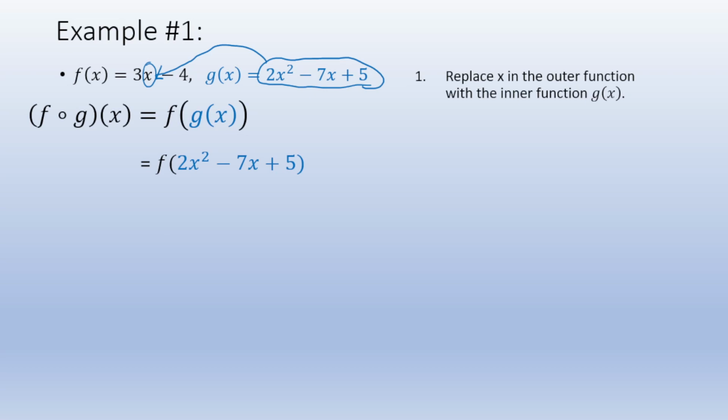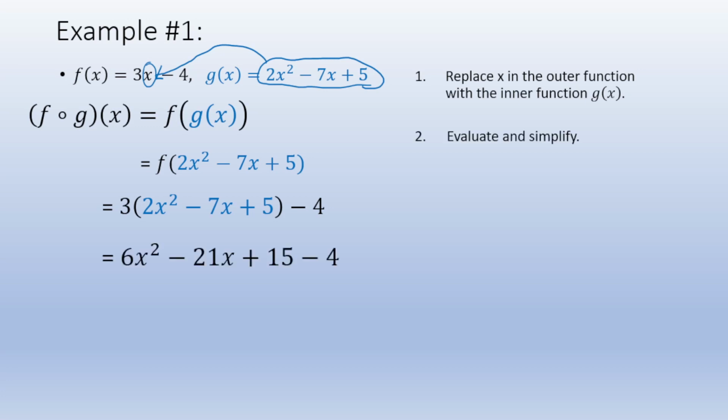In so doing that here, instead of 3x minus 4, we have 3 times (2x squared minus 7x plus 5) minus 4. So just replacing the x with that entire expression. All we need to do at this point is evaluate and simplify. So we can distribute the 3 to give us 6x squared minus 21x plus 15 minus 4. And then from there, combine the like terms to get our final result of 6x squared minus 21x plus 11.